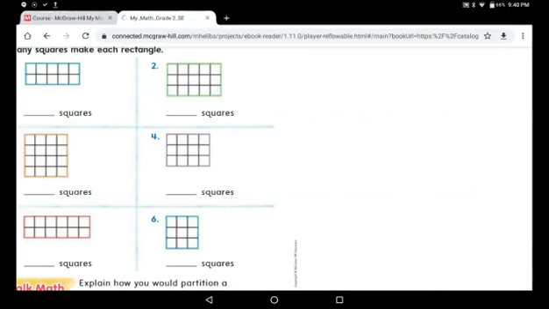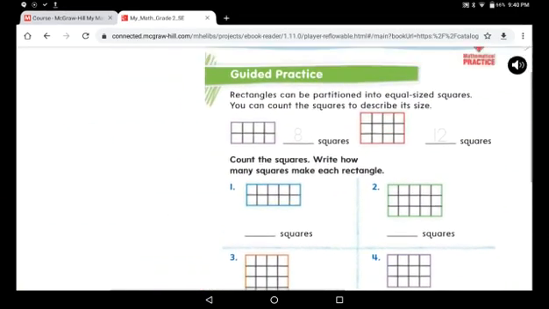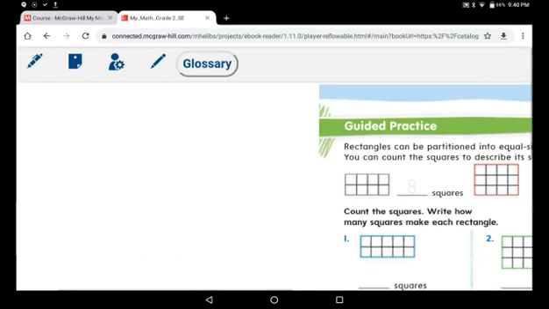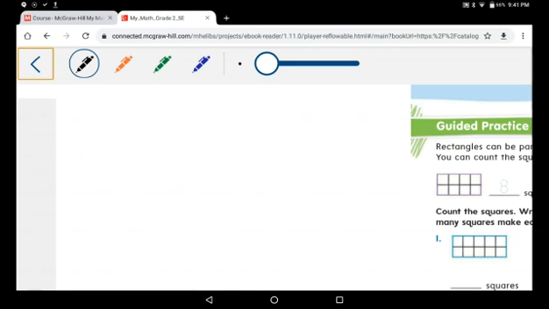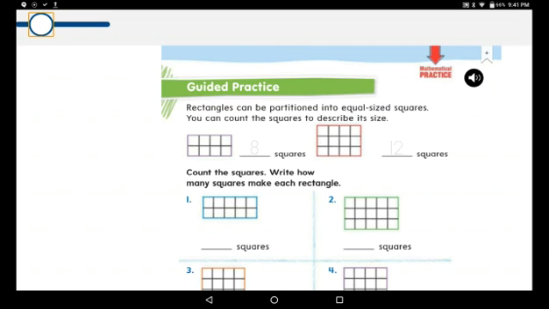Now, you need to hold only your pencil. No need to use the tiles here, but keep them. We will use them later. Now look at these shapes. These shapes are rectangles. This is a rectangle and this is another rectangle, right?